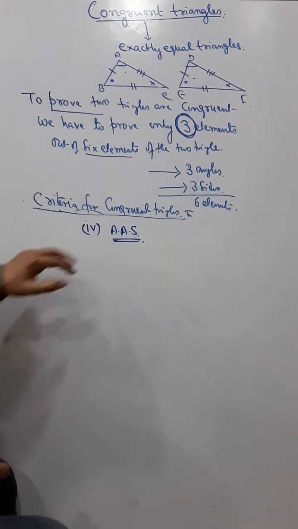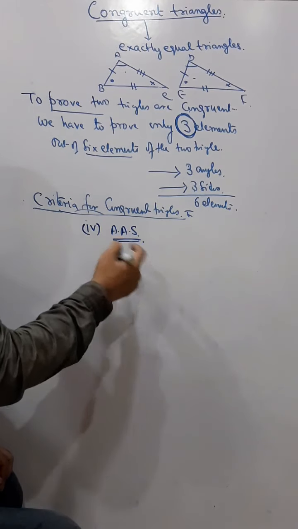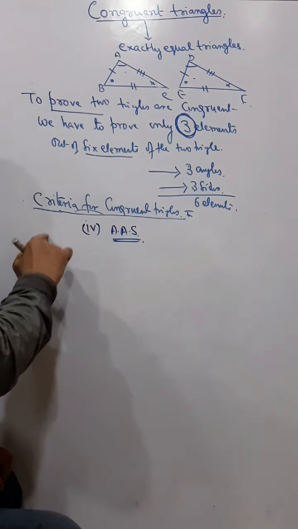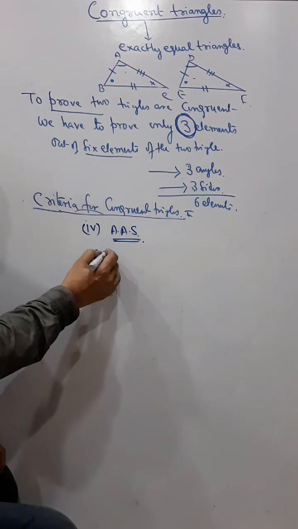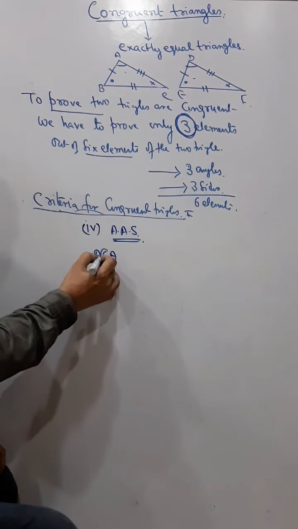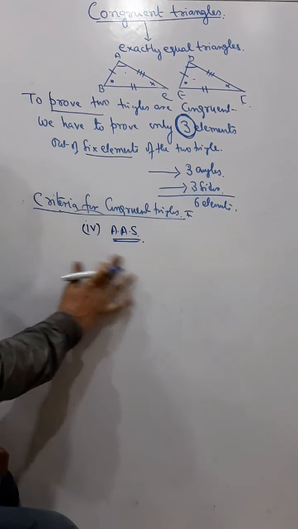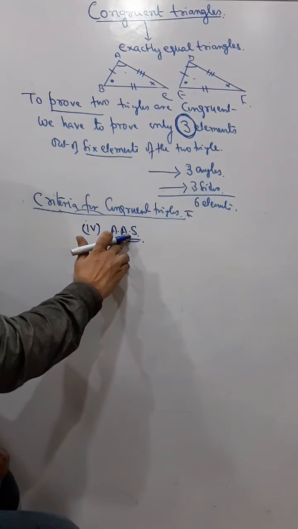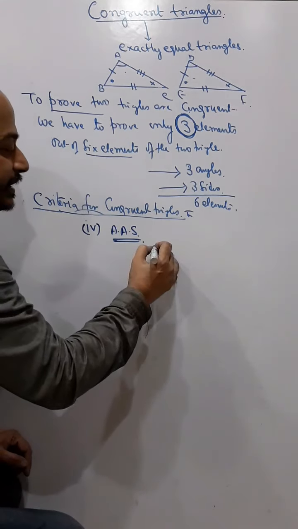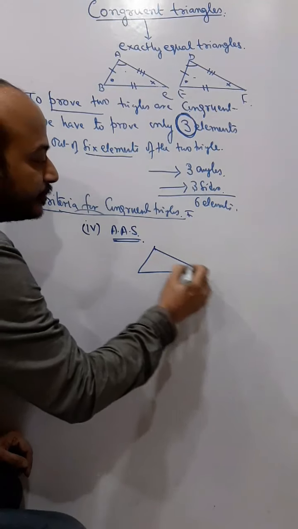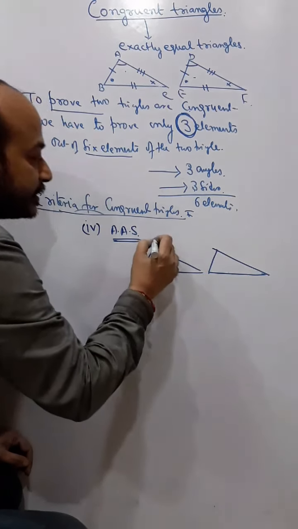Now the fourth criteria we can say is AAS. In this case it's not necessary. In the previous case it was ASA, so if you remember, it was two angles and between the two angles one side, the included side. But in this case, any two angles and one corresponding side being equal, then we can say that the triangles are congruent.